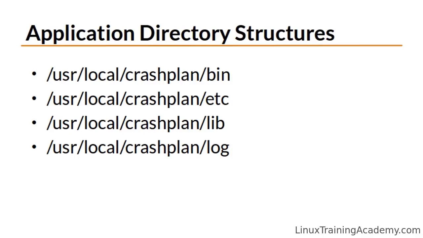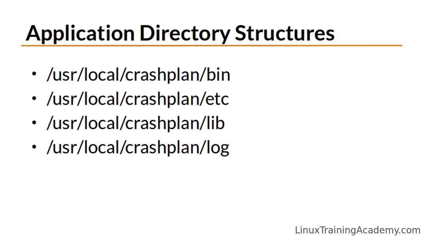Let's switch gears and start talking about application directory structures. You'll find that some applications that are not bundled with a Linux operating system are installed in /usr/local, and often they're installed in /usr/local/program-name, and from there they'll have their own subdirectory structure. In this example, CrashPlan is backup software that's not bundled with a Linux operating system. If you were to install it from their website, it would install into /usr/local/crashplan.